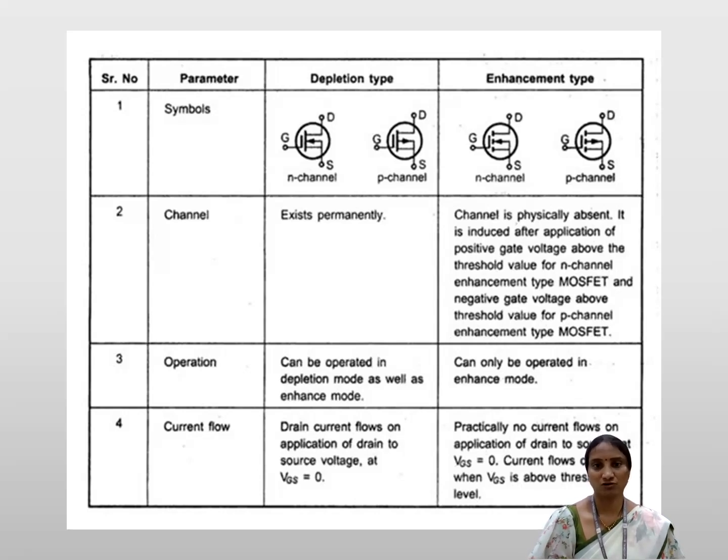Coming to the mode of operation, depletion type MOSFET can be operated in both modes, whereas enhancement type can be operated only in the enhancement mode. The flow of current also can be observed by varying the VGS. Practically no current flows on the application of the drain to source voltage. The current flows only when VGS is above the threshold level in the case of enhancement type.